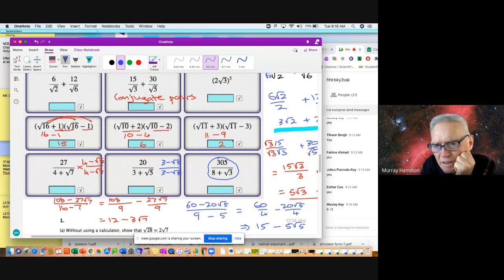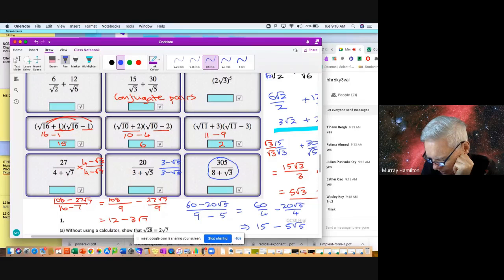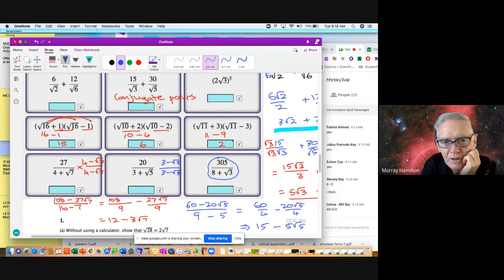So Wesley got 8 square root of 3 minus root 3, he thinks. I got a slightly different answer, Wesley. So I'm going to have to check mine again.